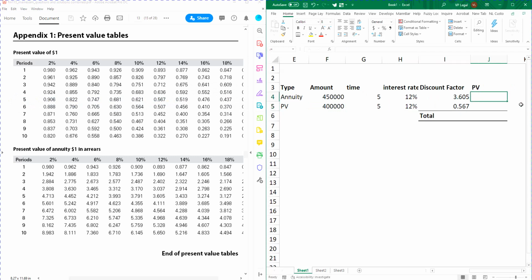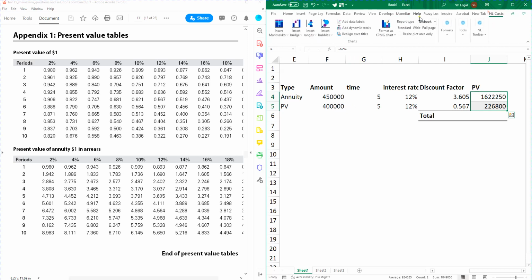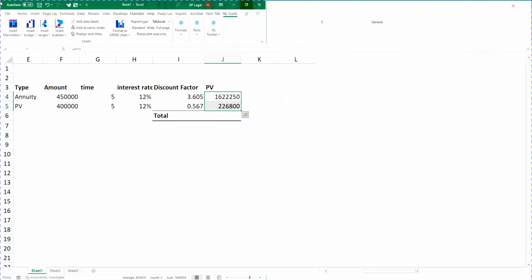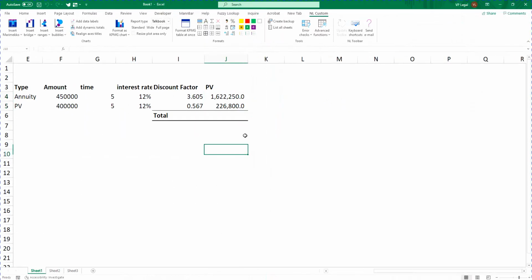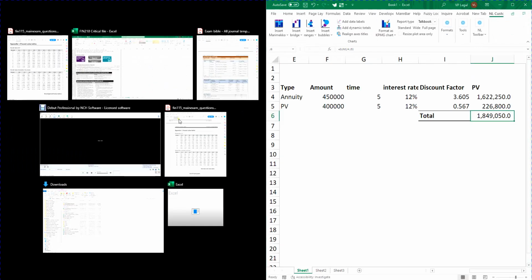So what we have to do to calculate the present value is amount times the discount factor, and then same for this one. Okay, and then all we're going to do is add it up, and this will be the present value of all of our payments. And that's it. That's how you get 4 marks. Pretty simple, right?